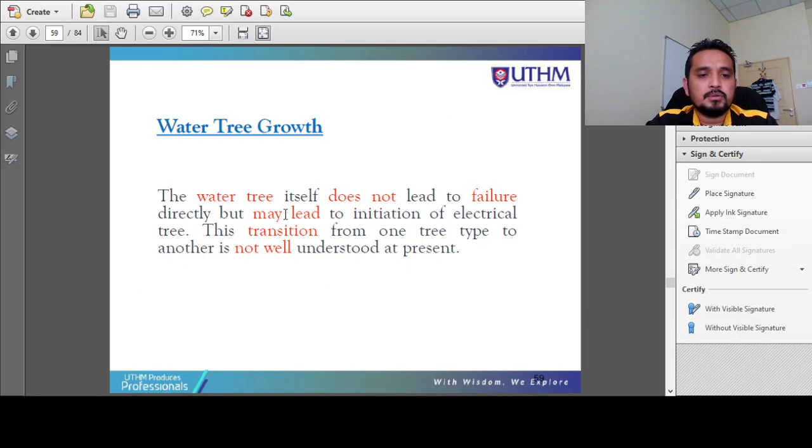The water tree itself does not lead to the failure. The formation of this is well addressed as the premature degradation process of the solid, because the tree growth does not lead to the failure, but it will initiate other mechanisms that lead to the total failure. So we may consider the tree growth as premature degradation, or the process that leads to the deterioration of the insulator.